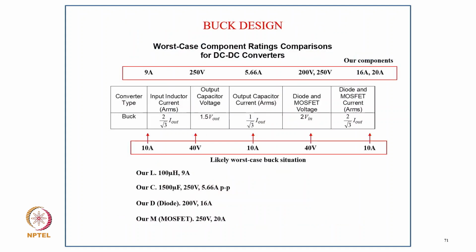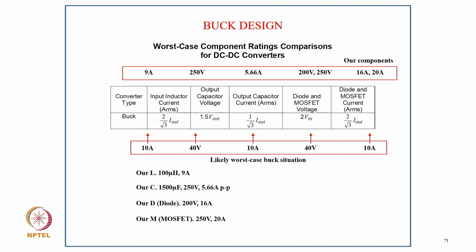Now coming to buck converter design, the worst case component rating of the DC converter. The inductor RMS current is 2 by root 3 I out, the capacitor voltage is 1.5 V out, the output capacitor RMS current is 1 by root 3 I out, the diode and MOSFET voltage is V in, and the diode and MOSFET RMS current is 2 by root 3 I out. From these formulas you can calculate typical values: inductor current 10 ampere, output capacitor voltage 40 volt, output capacitor current 10 ampere, diode and MOSFET voltage 40 volt, and diode and MOSFET current about 10 ampere, the worst case condition.